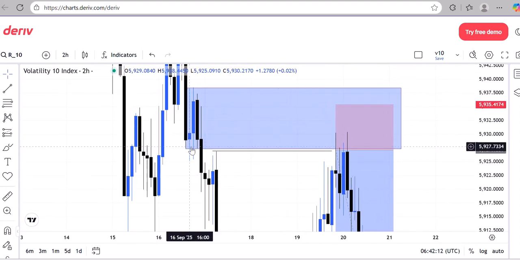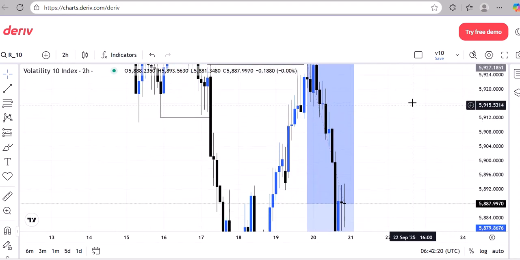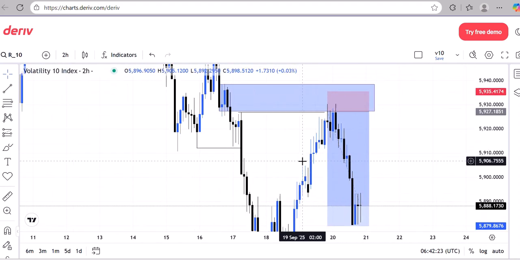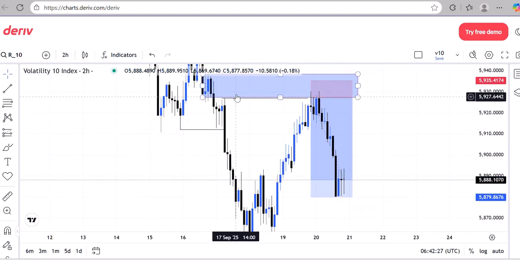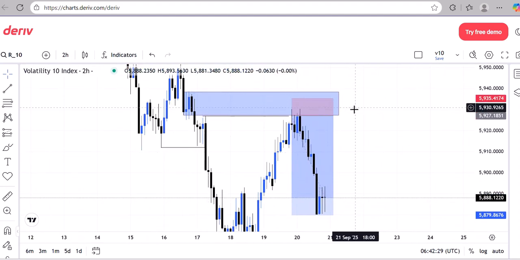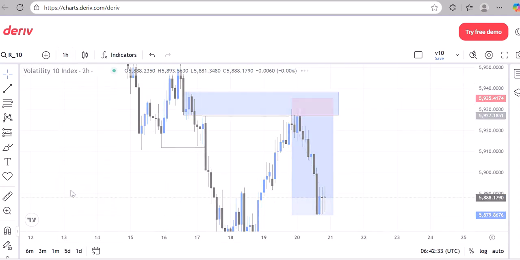Okay. Also, after the break of structure, we also saw an imbalance here. Okay, a fair value gap here. All right. So that's what we saw. So we saw this zone and we marked the zone in our 2 hours time frame. So coming down to our 1 hour time frame, let's see if we can refine our zone.